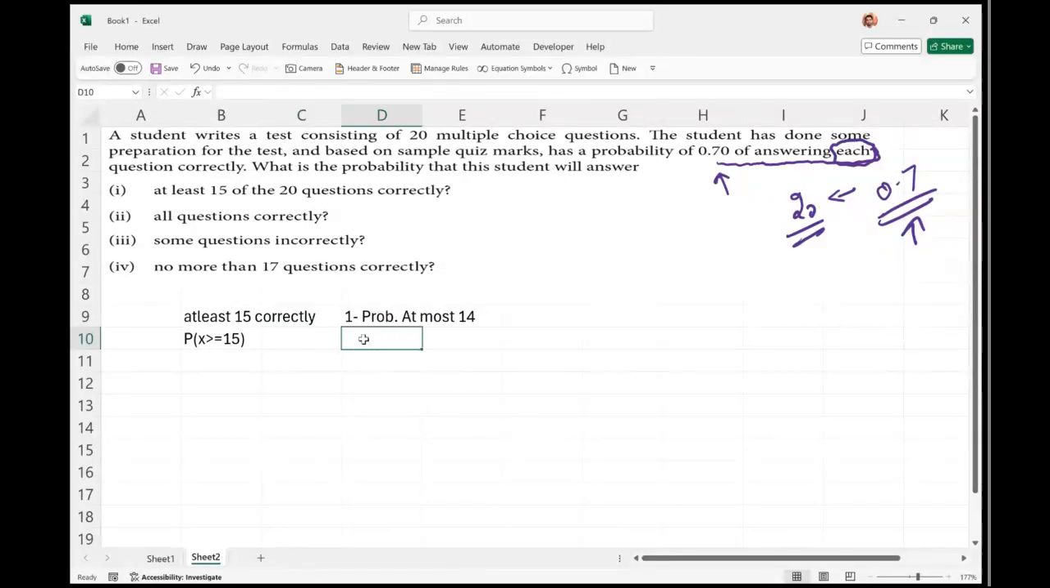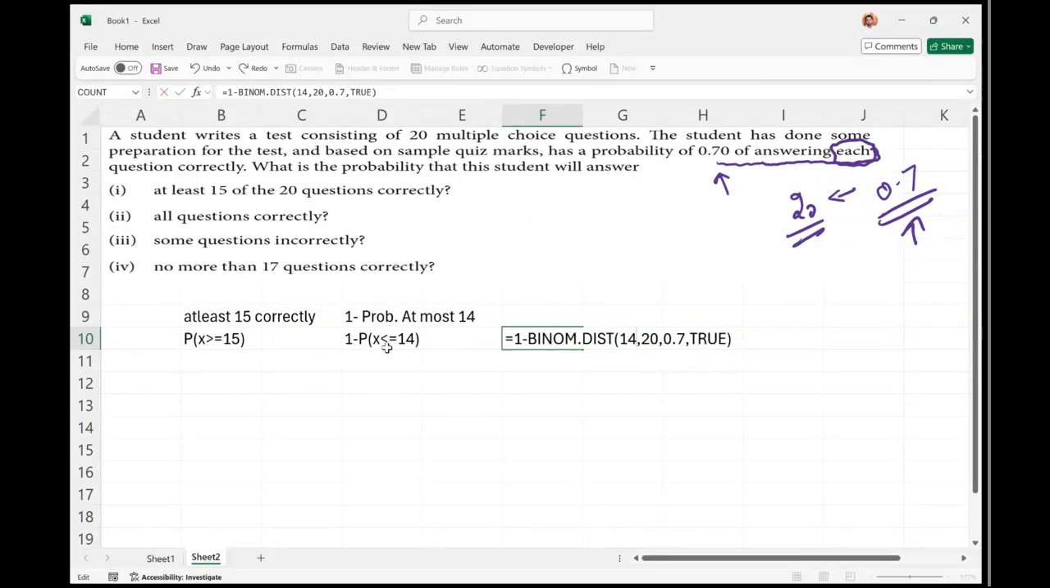So I can write it as 1 minus the probability of X less than or equal to 14. I'm looking for a minimum of 15 correctly. What is the probability of that? So 15, 16, 17, 18, 19, 20, all of them will satisfy this. So I'll write it as equal to 1 minus binom dot test. It should be 14, I wrote it as at most 14, so my apologies. So this will be the answer. Thank you.